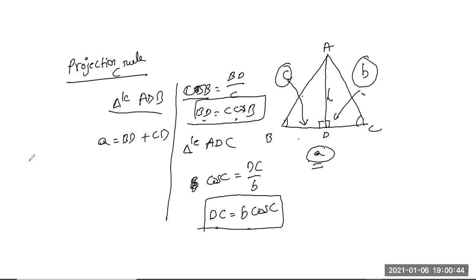So that is what the projection rule says. Now you have projected c onto a and b onto a, to the side BC. That is, a is equal to BD plus CD. So BD is c cos B plus b cos C.